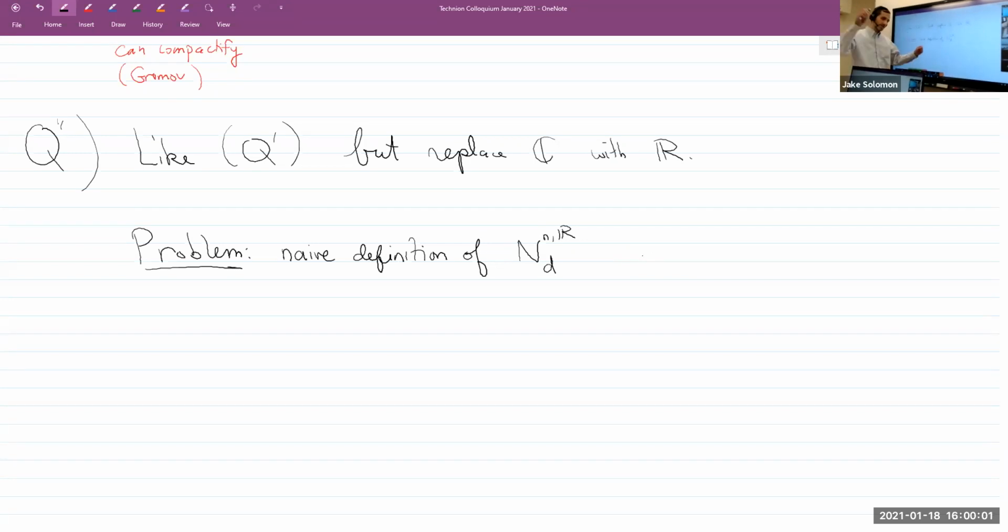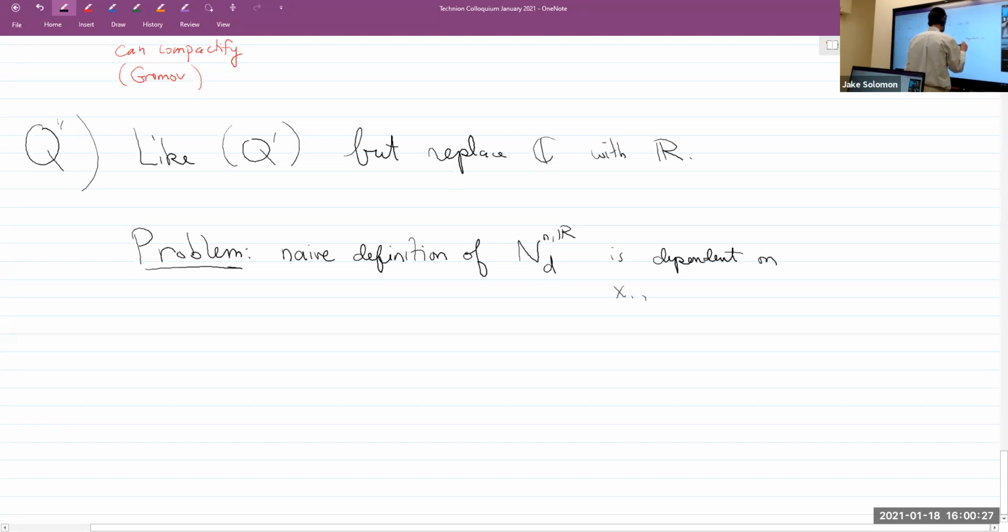So you'll choose these points, and you'll get 8. You choose those points, you'll get 10. Those points, you'll get 12. It can be quite different depending on which points you choose. You can get a computer to calculate this for you and see it explicitly, at least in low degrees. So the naive definition of N_{d,R} is dependent on the points x1 to xm.